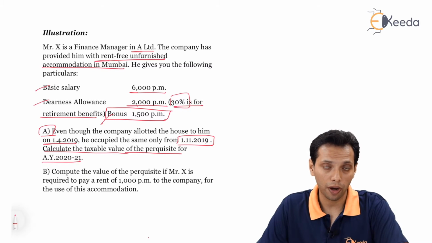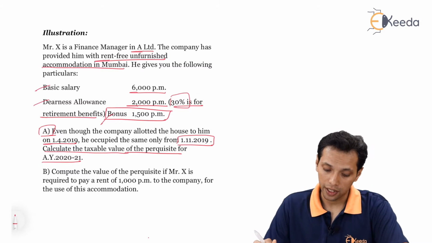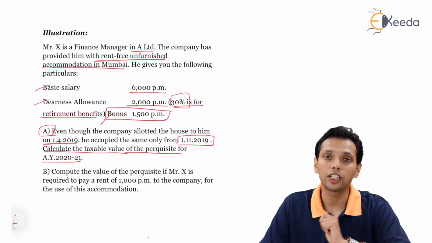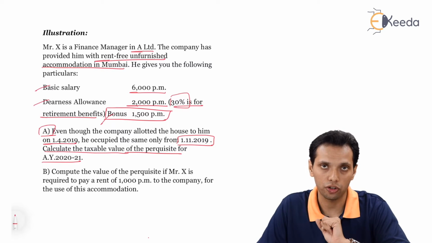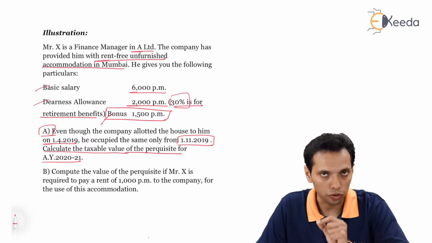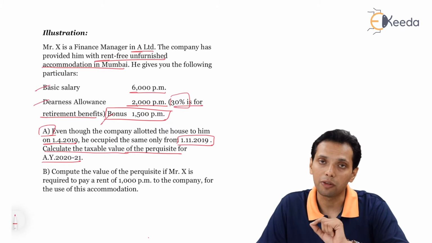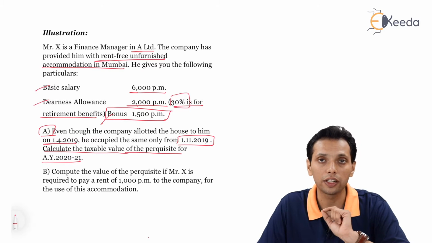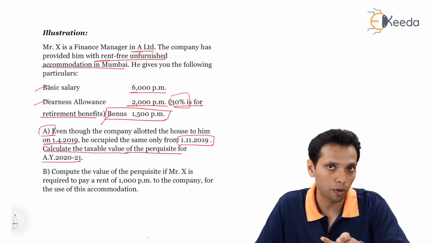So the solution part for the part A, in this case, if you read the question, there is nothing mentioned whether the employer is owning the accommodation or not. So we will assume, and you can mention it in the note section, saying that the accommodation, in absence of information, it is assumed that the same is owned by the employer.